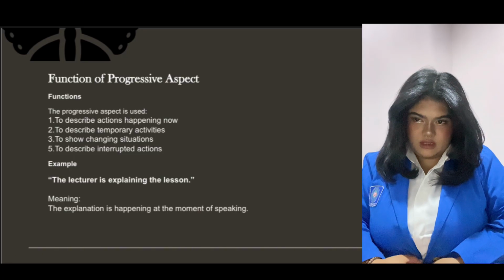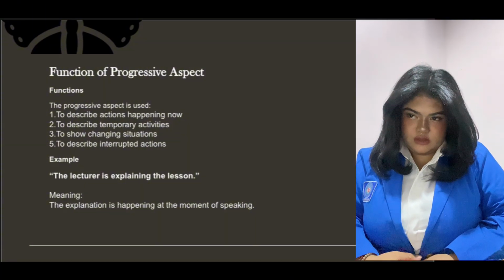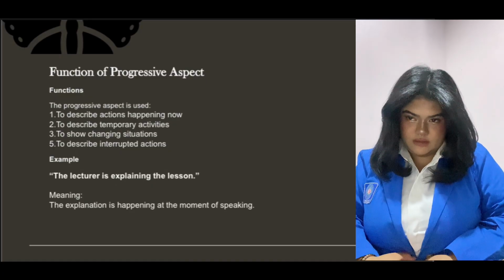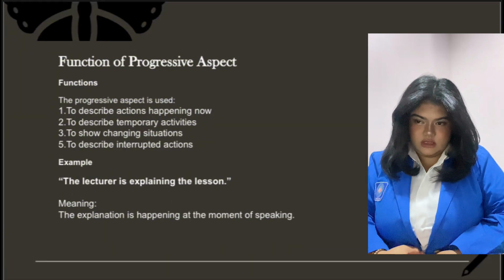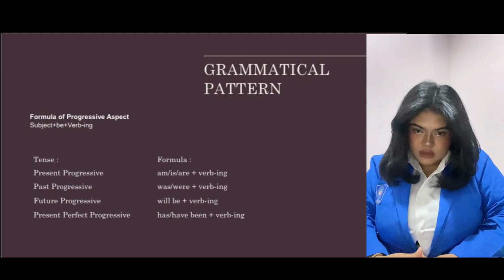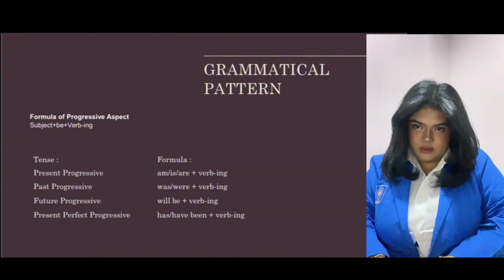The progressive aspect is used first to describe actions happening now, second to describe temporary activities, third to show changing situations, and fourth to describe interrupted actions. And for the example: the lecturer is explaining the lesson, meaning the explanation is happening at the moment of speaking. So next, I'm going to explain the grammatical pattern.